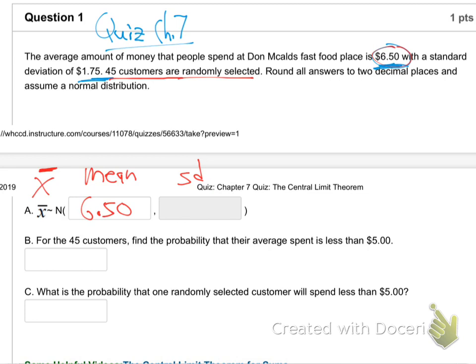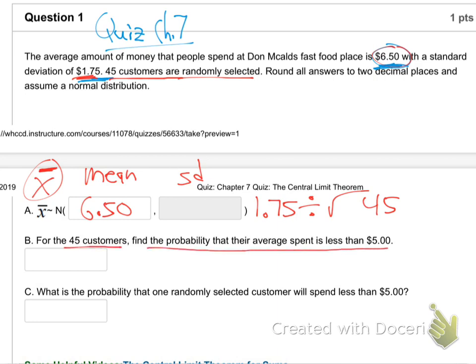And the standard deviation. Now, it's for the group, so we're going to divide, right? We're going to take the 1.75, the deviation, and divide by the square root of 45. So the average person spends $6.50, but people are off that middle typically by $1.75. Now for 45 customers, find the probability that their average spent is less than $5.